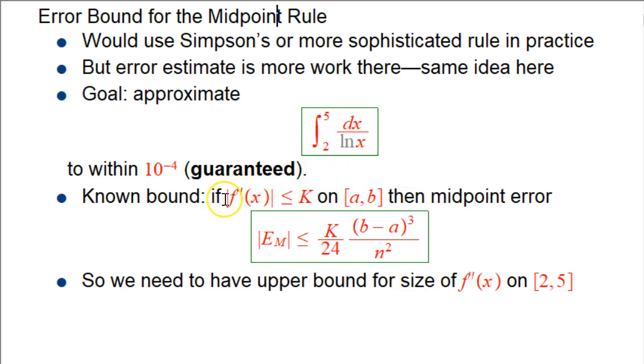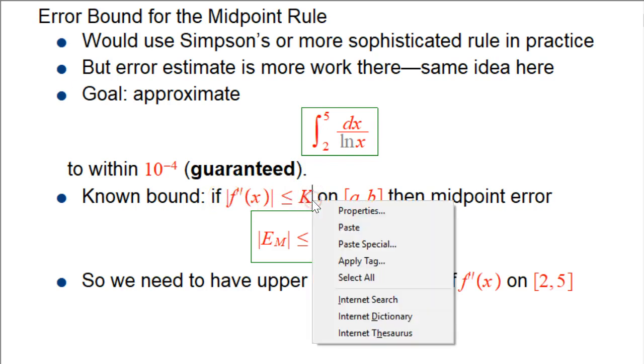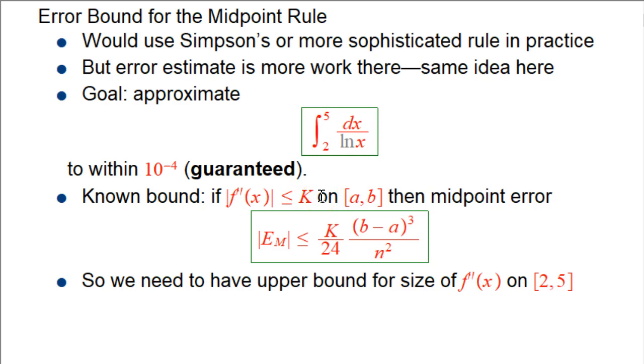If you happen to know some sort of upper bound K on the second derivative of the function on the interval in question, then the size of the midpoint error, we might be able to say something about which direction it is, but let's just talk about the size right now, is less than or equal to K over 24 times (b minus a) cubed over n squared. So in order to apply that, the only problem is we need to find K, some upper bound for the size of f double prime on 2 to 5. If we could find the exact maximum of that, that's great, but I'm going to show you how you don't need that. Often you can be pretty satisfied with just a rough upper bound.